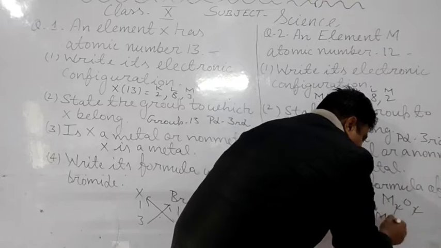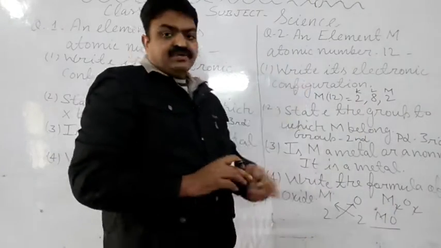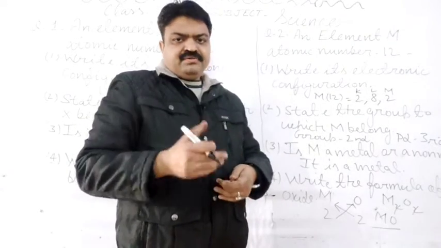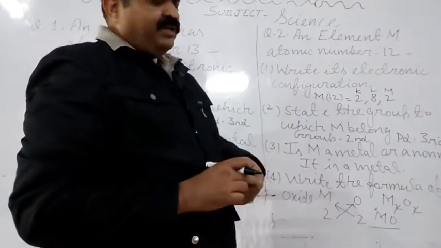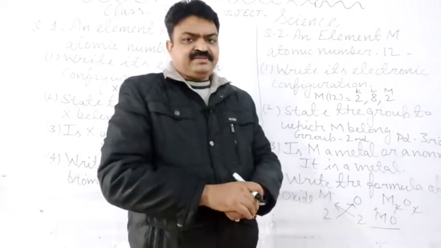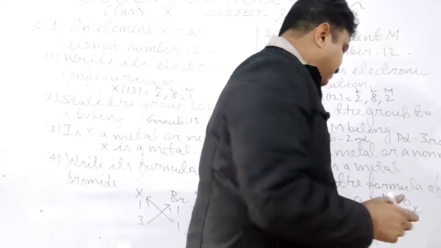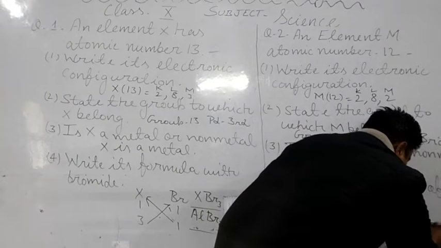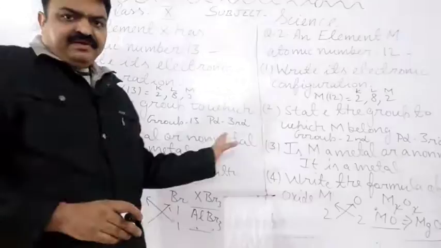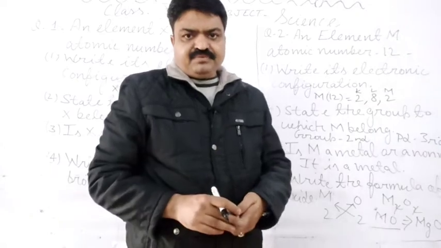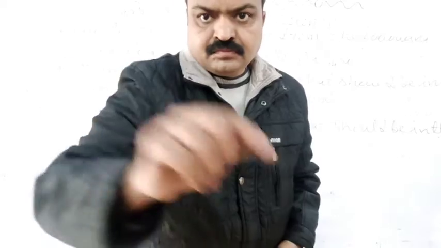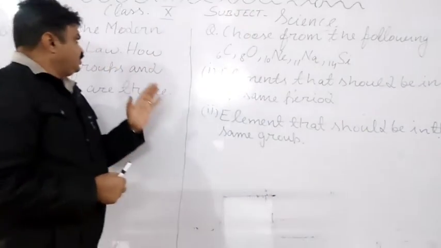This formula is according to the question, because in the question the element symbol is given as M, but we know the symbol of atomic number 12. What is it, students? It is magnesium. So you write here, what is the actual formula? Actual formula is MgO. So in this way we will try to solve this type of question. Now we will discuss another question.